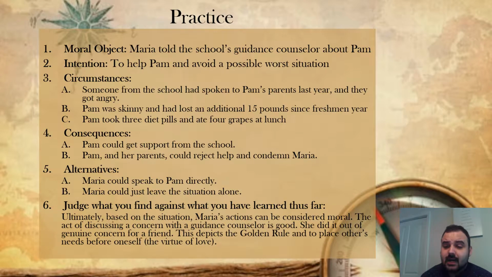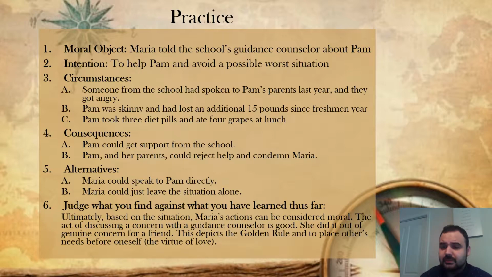What are some possible consequences of her going to the school's guidance counselor? Well, Pam could possibly get help from the school. Another possible consequence is that Pam and her parents could reject help and condemn Maria and get mad at her, like they did at the person from the school last year. What are some alternatives? What could she have done instead of going to the guidance counselor? Well, she could have gone to Pam directly, or she could just do nothing and leave it alone.